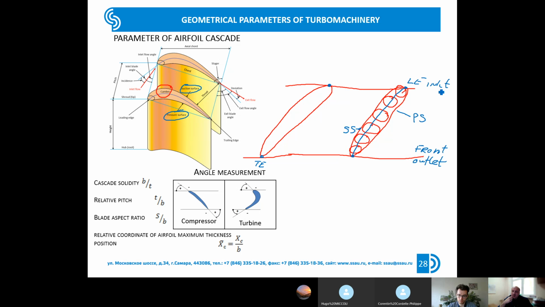This definition will be important for us for some other definitions. So what else? You see we have two points, point number 1 and point number 2, at which the camber line meets the airfoil. So these are the points at which the camber line crosses the profile. The distance between these two points is called the chord.